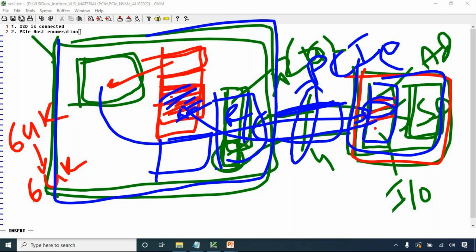Did everyone get the feel of how PCI and NVMe are connected to each other? So you mentioned the link, right? It's a x4 link. So what does the link consist of? It consists of 4 transmit lanes and 4 receive lanes. Yes.